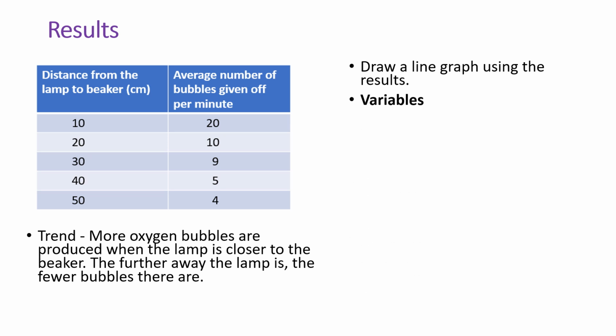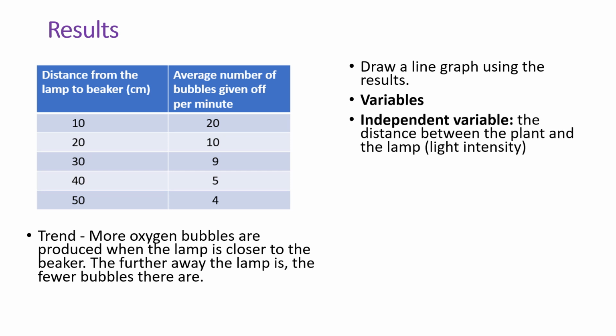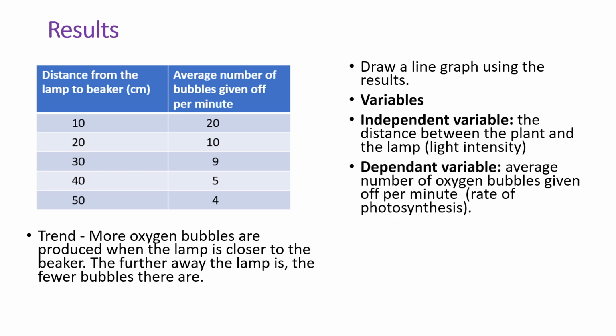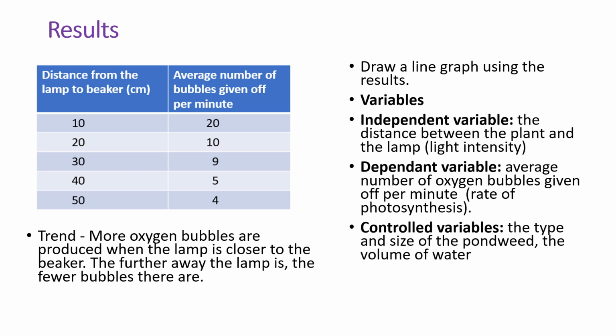When we draw the line graph, we should know what are the variables. Independent variable, which will be marked in the x-axis, is the distance between the plant and the lamp, which in other way indicates the light intensity. Dependent variable is the average number of oxygen bubbles given off per minute, which in another way indicates the rate of photosynthesis. Control variables are the type of plant and the size of the plant and the volume of water used each time.